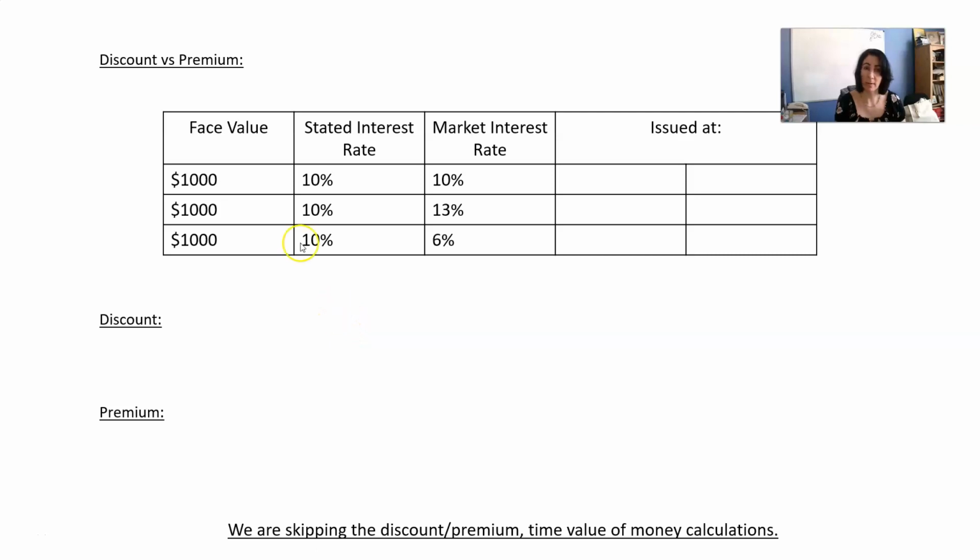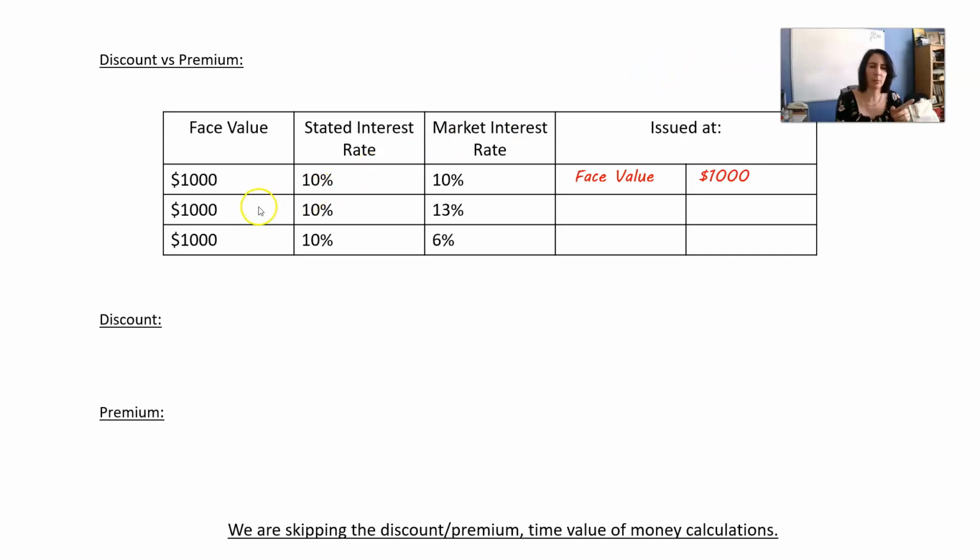All right, continuing with the bonds, let's have the discount versus premium conversation. So let's say the face value of your bond is $1,000. The interest rate that you have stated on the bond itself is 10%. And the market is also paying 10% for bonds that are similar to yours. Well, then you'd be issuing the bond at face value. You'd be issuing it for the $1,000 and you'd pay them $1,000. Right? So nothing earth-shattering there.